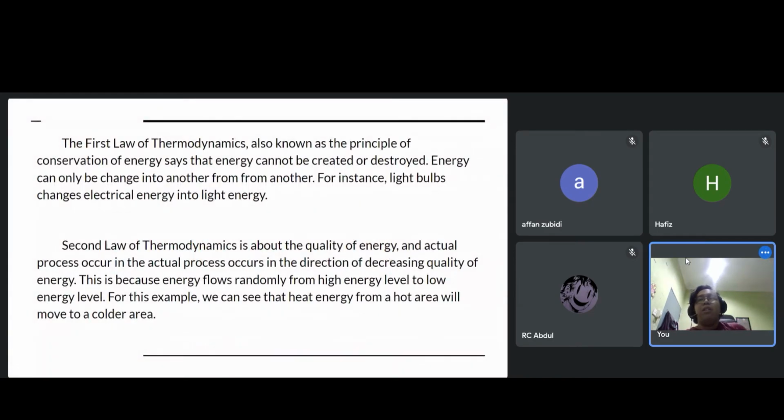So, the introduction. The first law of thermodynamics, also known as the principle of conservation of energy, says that energy cannot be created or destroyed. Energy can only be changed to another form. For instance, light bulbs change electrical energy into light energy. The second law of thermodynamics is about the quality of energy, and actual processes occur in the direction of decreasing quality of energy. This is because energy flows randomly from a high energy level to a lower energy level. For example, we can see that heat from a hot area will move to a colder area.